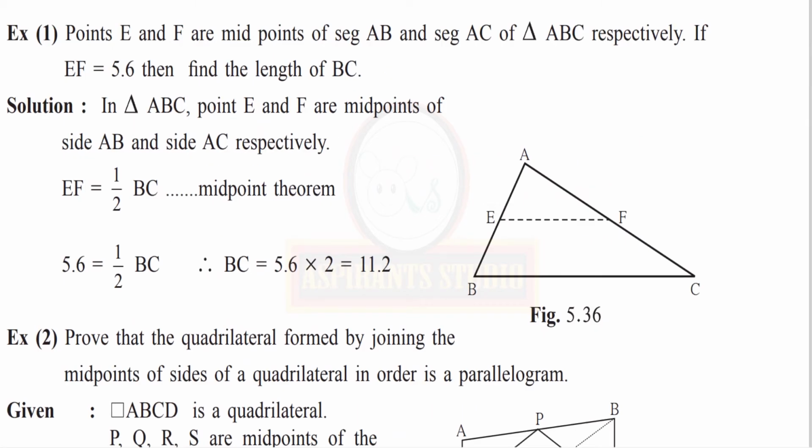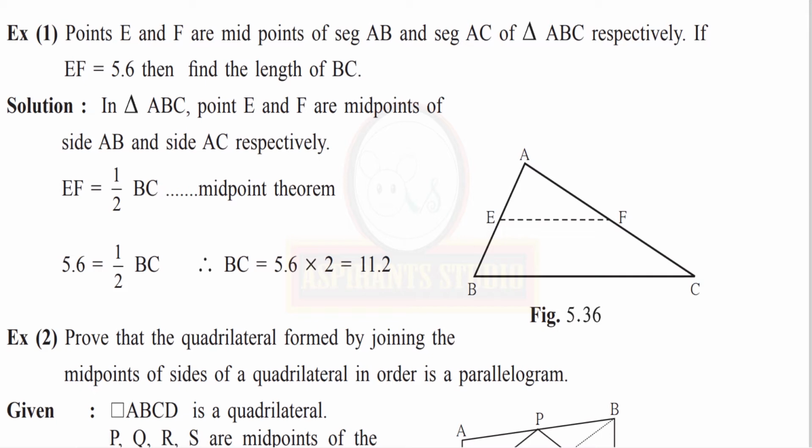Now coming to the solved examples. Example 1. Points E and F are midpoints of segment AB and segment AC of triangle ABC respectively. If EF is equal to 5.6, then find the length of BC.